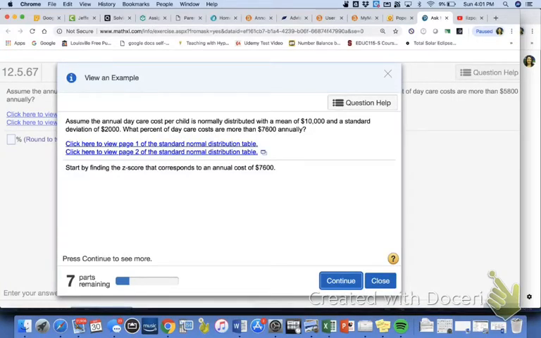All right, so because the question tells you that the daycare cost per child is normally distributed, that means that it follows the normal curve. And because it follows the normal curve, we can use that to determine what percent of daycare costs are more than $7,600 annually. But in order to figure out what percent that is, we have to start off by finding a z-score that matches $7,600.